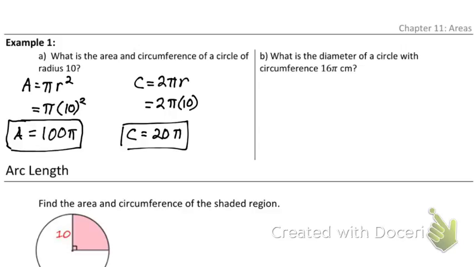Our next one says, what is the diameter of a circle with a circumference of 16 pi? So we're doing circumference. I'm dealing with the diameter, so let's say our circumference equals pi times diameter. Yes? So why couldn't we do like 3.14? Because we want exact answers. Also, 3.14 is an approximation.